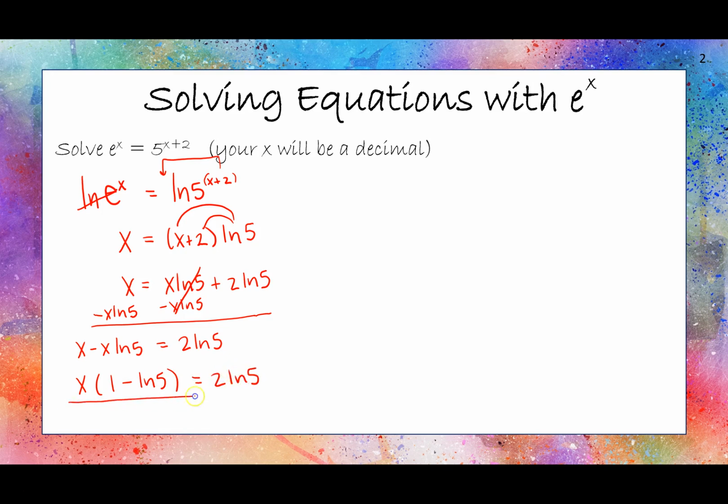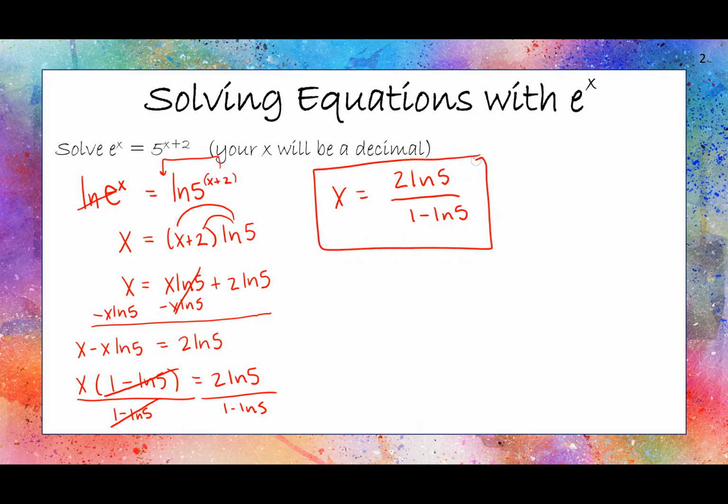And last step, I need to solve for x, so I need to get rid of anything that's attached to it. In this case, we have something being multiplied by x, so I'm going to divide this whole thing by 1 minus ln 5. And so we can see on this side right here, the 1 minus ln 5's cancel. And here, we're just going to be left with our final answer, which is 2 ln 5 over 1 minus ln 5. We're going to do a couple more of these problems, but you are going to start to see that they look pretty similar.